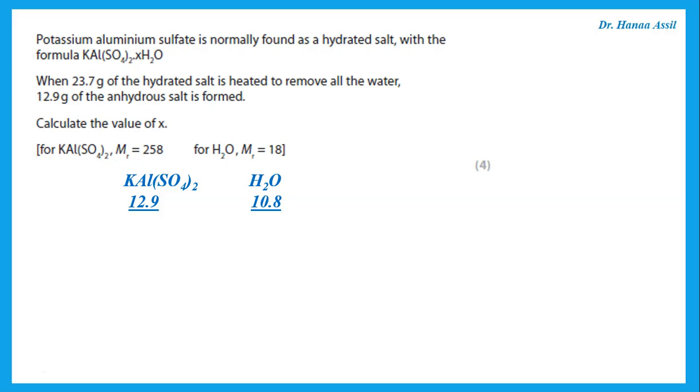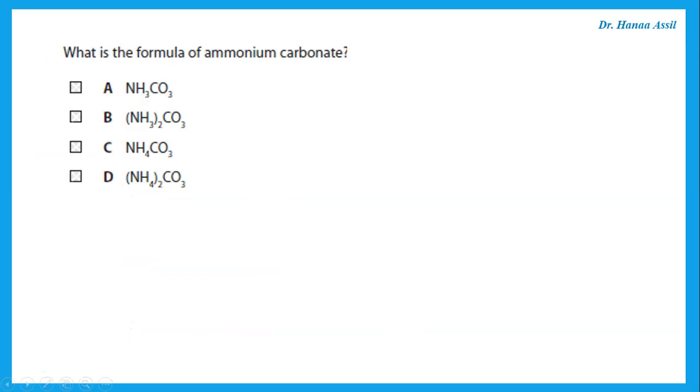And then we work with it as an empirical formula. So divide by the mass number. The numbers that come out, divide by the smallest. This is a ratio of 1 to 12. That means that X is 12.